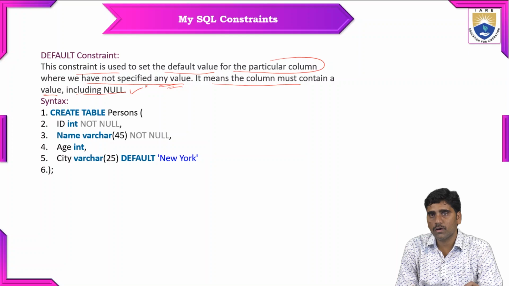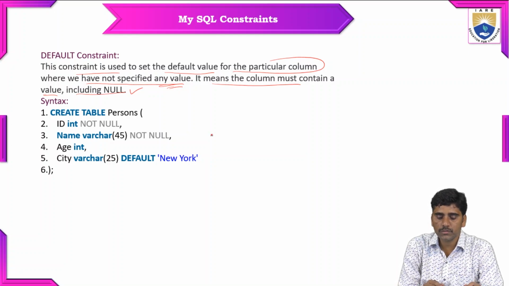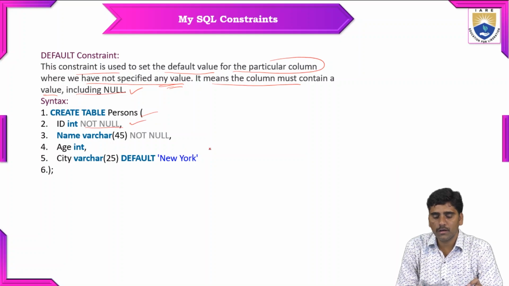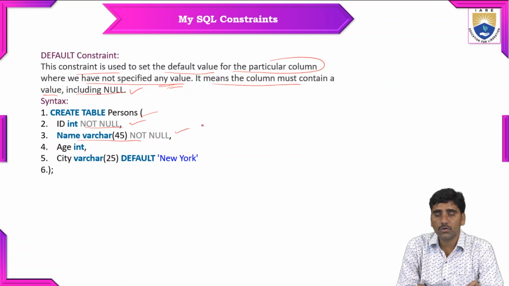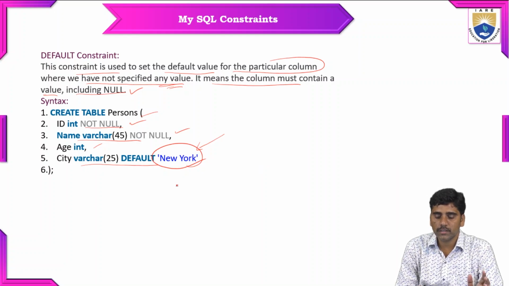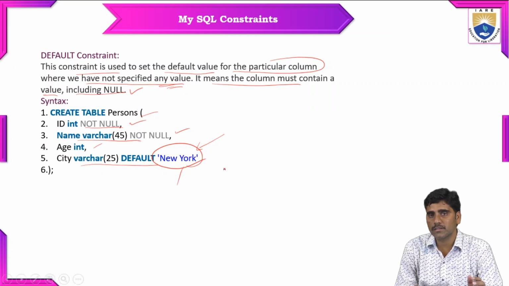Including null. A column must contain a value, including null also. So the syntax here is: create table persons, id int not null, name varchar also not null, and age int, and city varchar default New York. So while you are entering all the values, if you are not specifying the city, it is taken by default as New York.